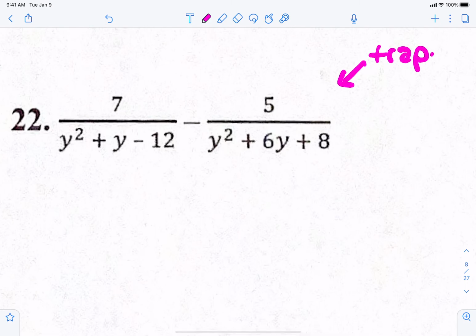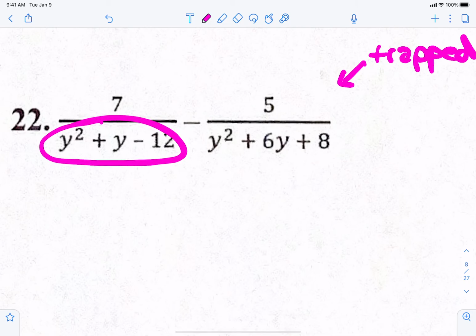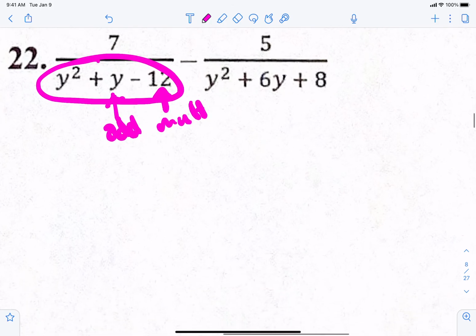Trapped. Because? Why are they trapped? Because they're trinomials. They're pluses and minuses on the bottom, okay? So, these guys here, you want to break them down, multiply, and add. What can you multiply to get negative 12, but when you add them, give you 1?